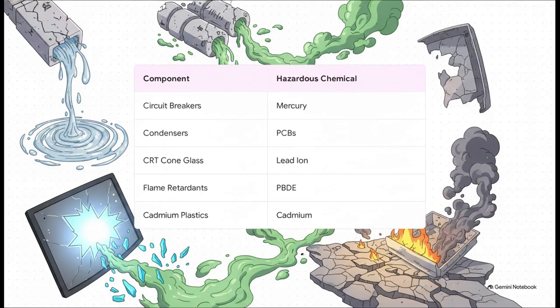So the absolutely crucial takeaway here is understanding exactly which components harbor which toxins. When circuit breakers are destroyed, they leach out mercury. If you smash condensers, they release highly dangerous polychlorinated biphenyls, or PCBs. What about older cathode ray tubes? Well, if you break that cone glass, significant amounts of lead ion dissolve right into acid waters.